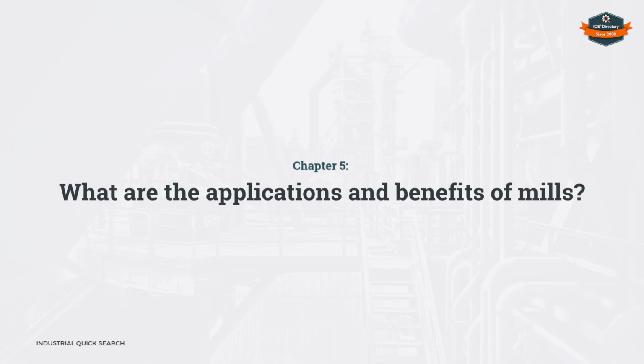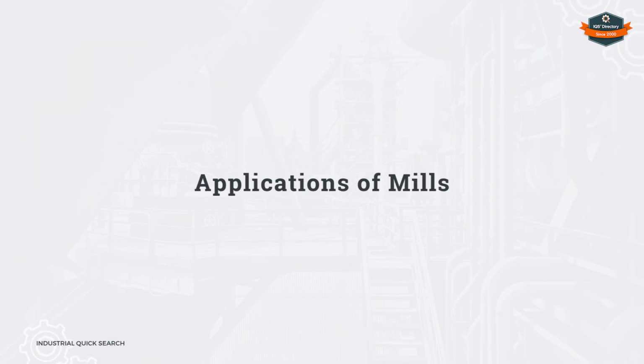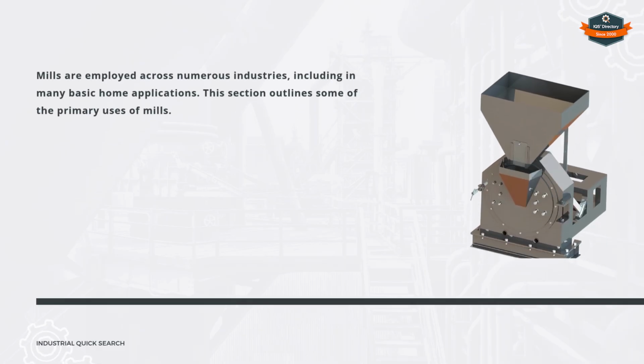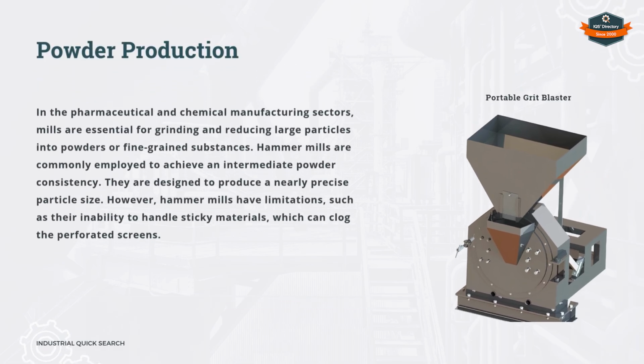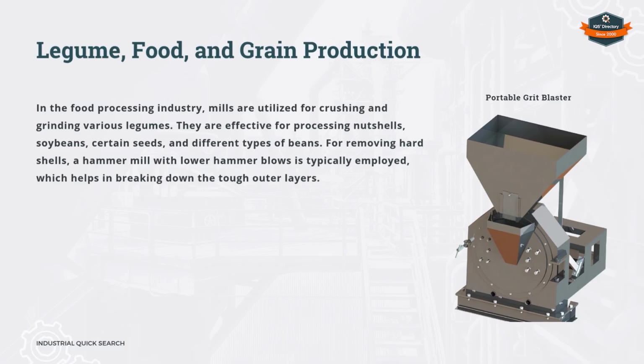Chapter 5. What are the applications and benefits of mills? Applications of mills. Powder production. Legume, food, and grain production.